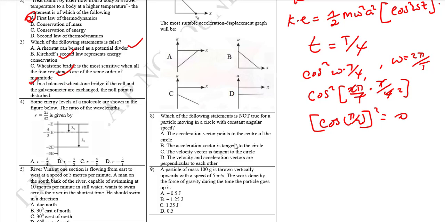But let's read it. In a balanced Wheatstone's bridge, if the cell and the galvanometer are exchanged, the null point is disturbed. Never. It's not true, because the null point is always obtained when the reading of the galvanometer is 0, so there is balance.